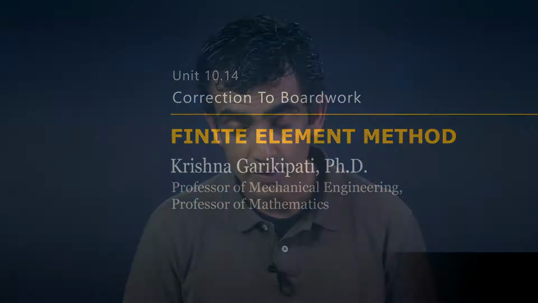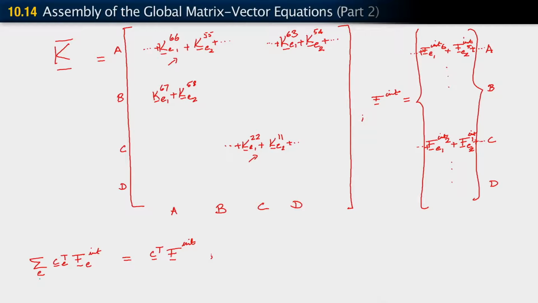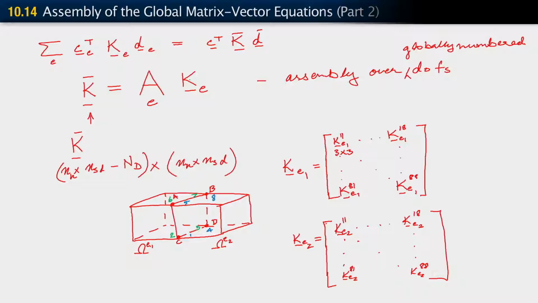There was an error in boardwork that I made on this slide here in front of me. The error is in where I put that block matrix in the larger K-bar matrix. Properly, if you look at those terms, KE1 sub 6-7 and KE2 sub 5-8, and look at where they come from. And in order to do this, let's just go back one slide.